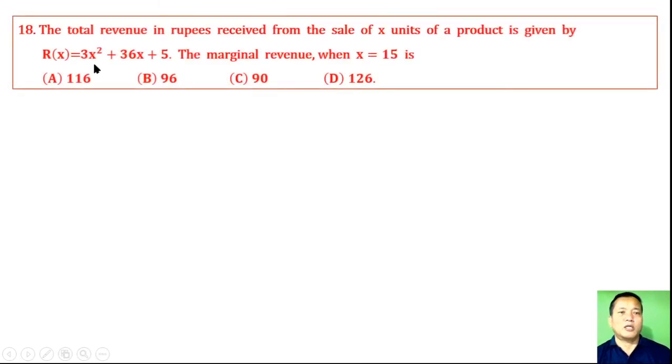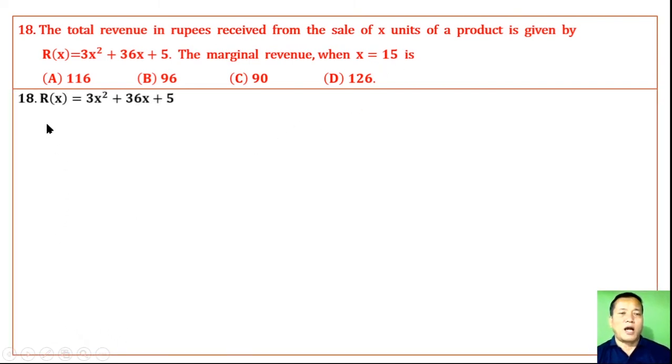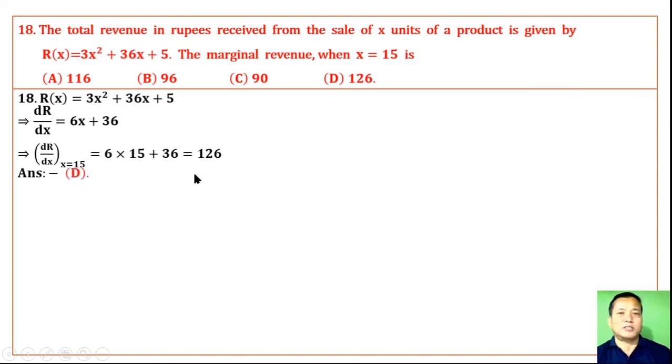For 18, the total revenue in rupees received from the sale of x units of a product is given by this function. The marginal revenue when x equal to 15 is. R(x) is a function of x, therefore dR by dx is 6x plus 36, whose value when x equal to 15 is 126. The correct answer is D.